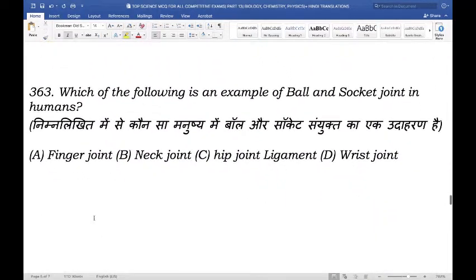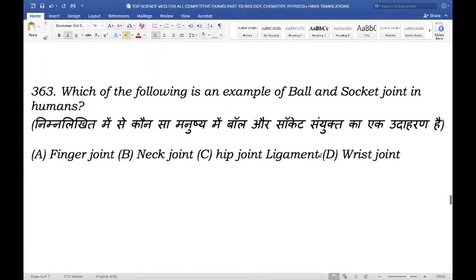Next question. Which of the following is an example of ball and socket joint in humans? So the ball and socket joint is known as the finger joint, neck joint, hip joint ligament, or wrist joint. And the right answer here is the hip joint. The hip joint is known as the ball and socket joint. The rounded head of the femur articulates with the acetabulum of pelvis bone.